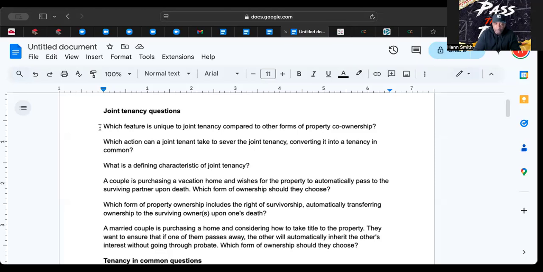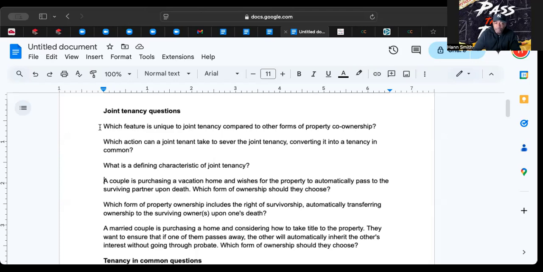So right off the bat, when you're talking about joint tenancy, it has to be equal: 50-50, 33.3, 33.3. However many tenants are in the actual joint tenancy, it has to be equal, right? That's a key component of joint tenancy, but that's not unique, because you can have equal shares in the other forms of ownership, like tenancy in common.